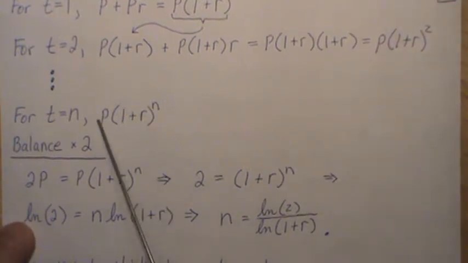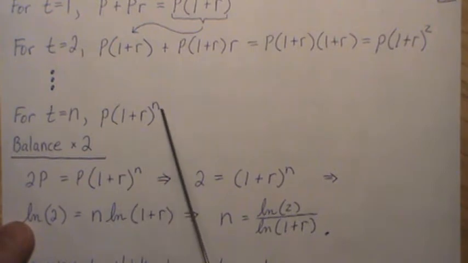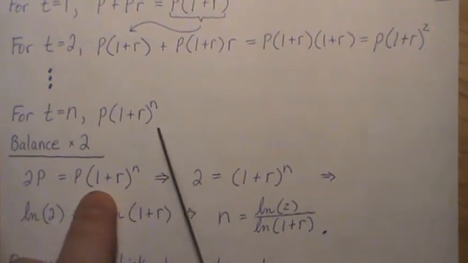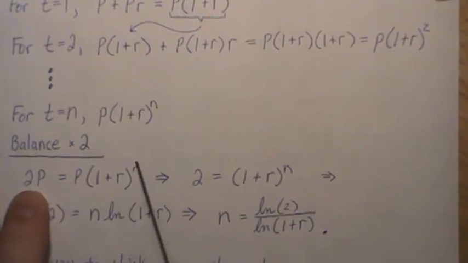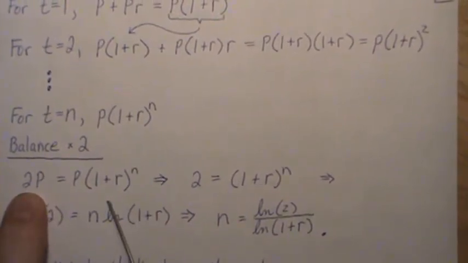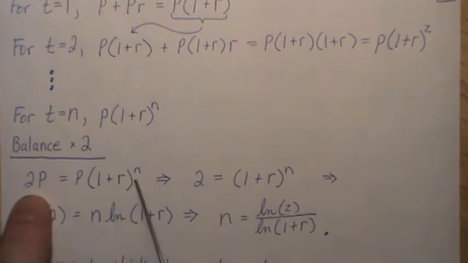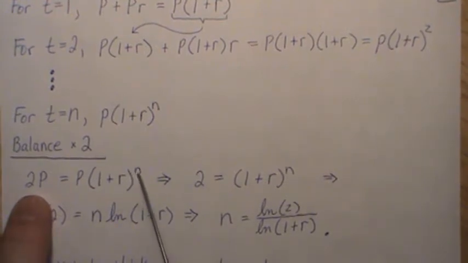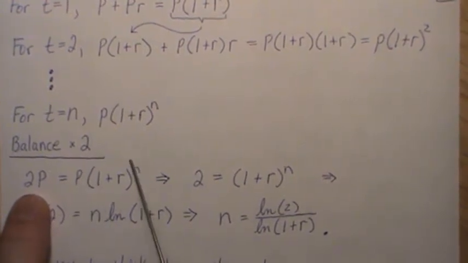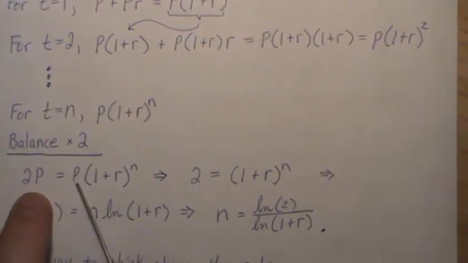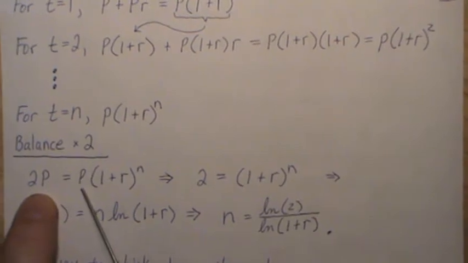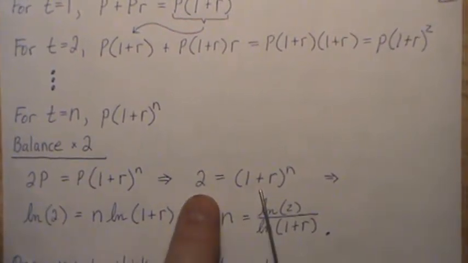So if this is our future value at some n, we want it to equal twice our principal balance. So you set these two values equal in the formula, and we solve for n. We're trying to find the time period where our future value equals twice our principal balance. So we divide both sides by P to get rid of the P, and that's what we get here.